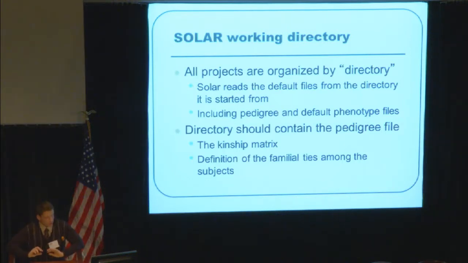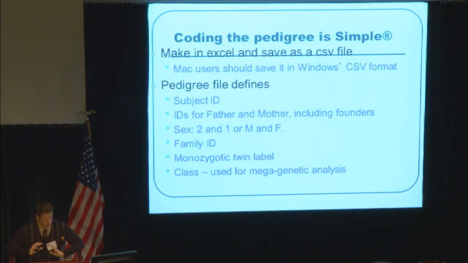Typically, we expect the directory to contain the pedigree file, which includes the kinship matrix, which in turn defines all the familial ties among the subjects. Whether the subjects are related or unrelated, you still have to have the kinship file, therefore you have to have the pedigree. So the first step when you start your genetic project is to code the pedigree. I know that sounds very intimidating, but in actuality, it's a very simple process.